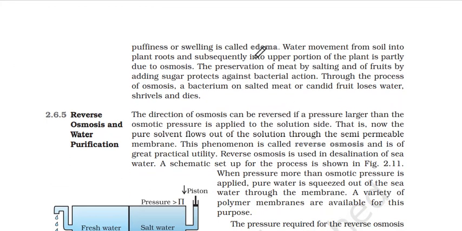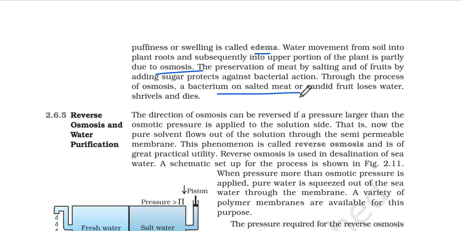Okay? Water movement from soil into plant roots and subsequently into upper portion of the plant is partly due to osmosis. You know, even osmosis will be there. Humne abhi tak bahut sare hypotheses padhe honge regarding this. जिसमें xylem के through transport वगैरह होता है, right? The preservation of meat by salting and fruits by adding sugar protects against bacterial action. Through the process of osmosis, a bacterium on salted meat or candied fruit loses water, shrivels and dies.